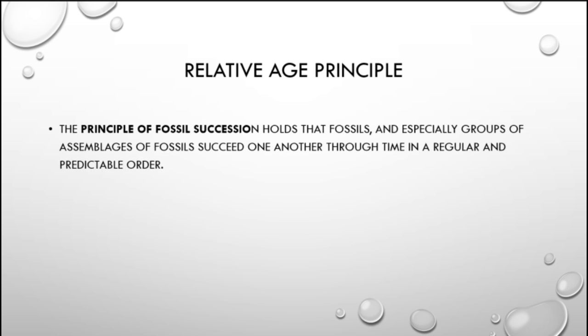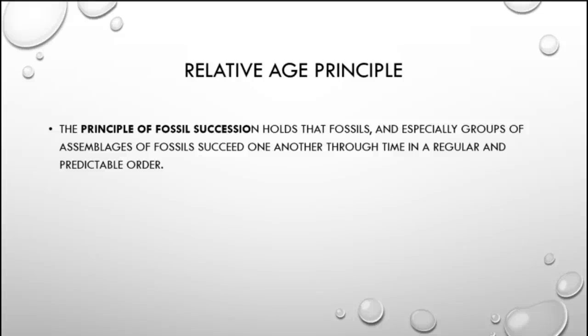Another principle of relative age dating would be the principle of fossil succession, which holds that fossils, and especially groups or assemblages of fossils, succeed one another through time in a regular and predictable order.